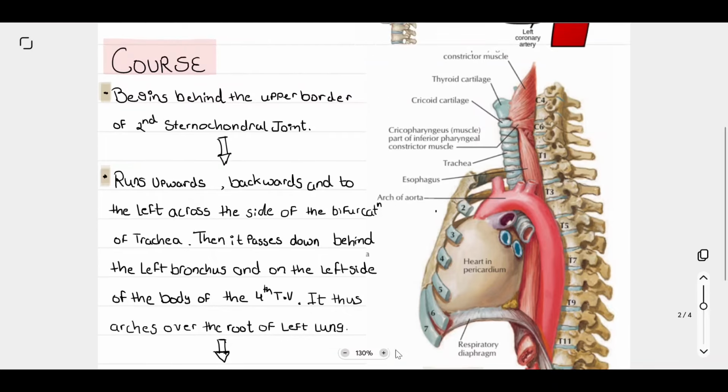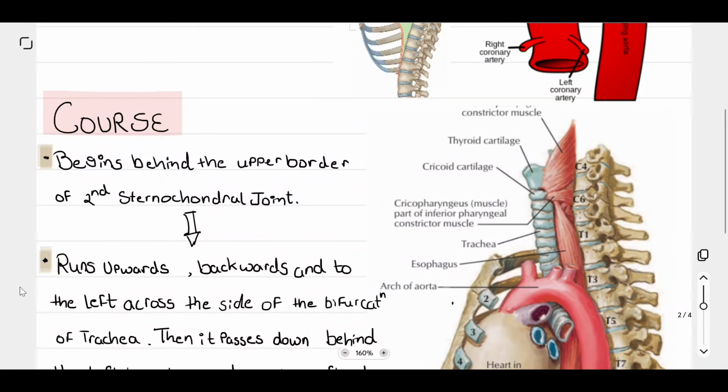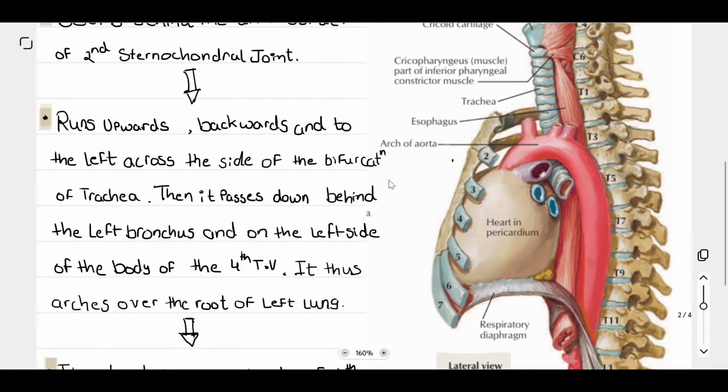The course begins behind the upper border of the second sternocostal joint. So what is a sternocostal joint? It is a joint between the sternum and the ribs. So the arch of aorta starts from the second sternocostal joint. It runs upward, backward and to the left.